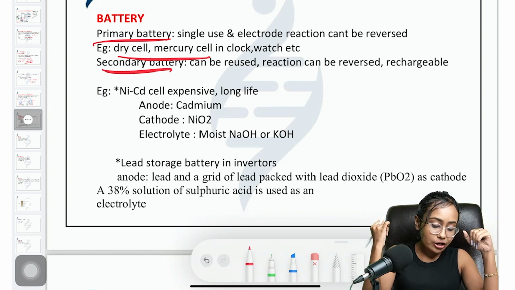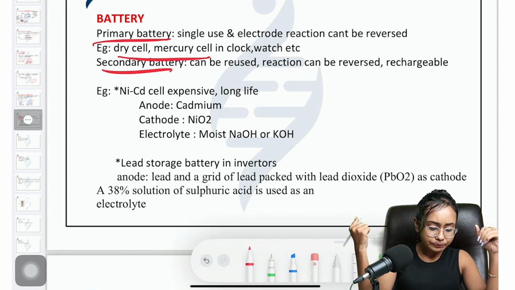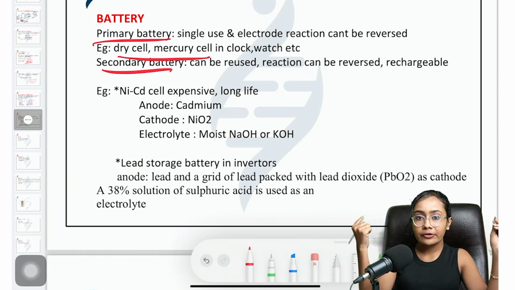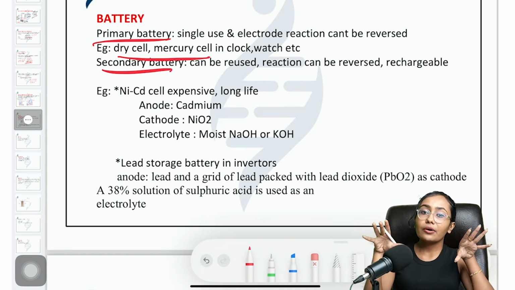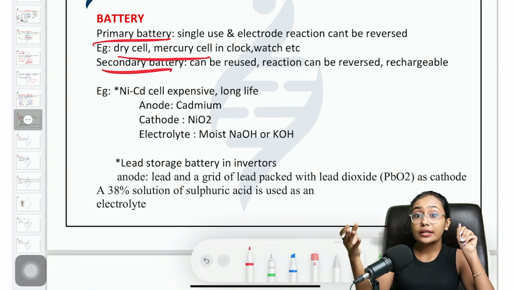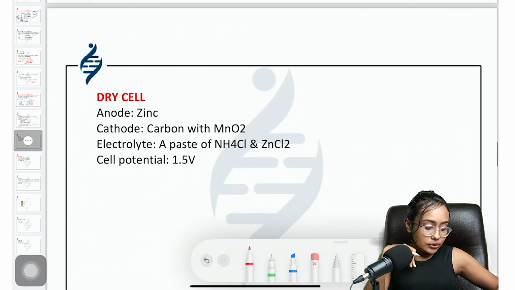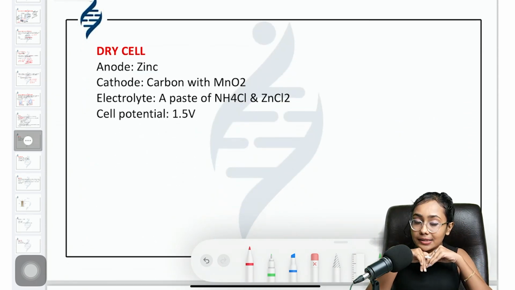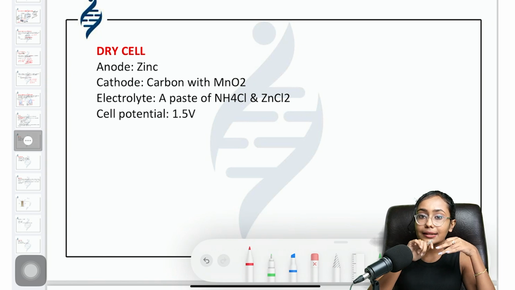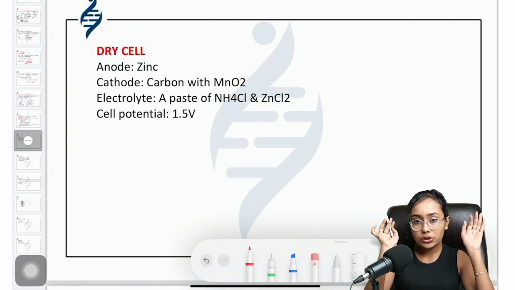So examples of secondary battery are lead storage battery, nickel cadmium batteries, big type of batteries you might have seen in your household, in inverters, automobile industry. Okay, so now we are going to deal with the dry cell. Dry cell is an example of primary battery. You need to know the anode of dry cell, cathode of dry cell, the cell potential of dry cell, and also the electrolyte used in dry cell.